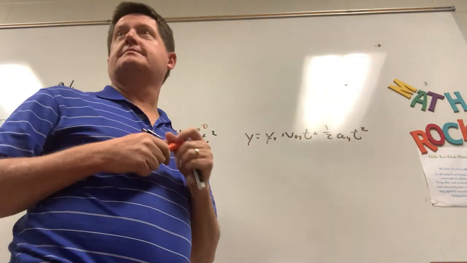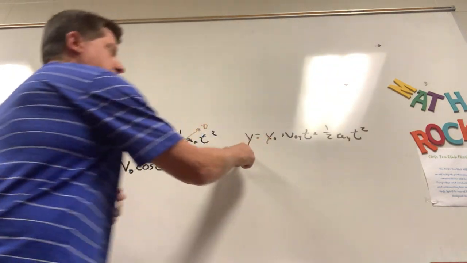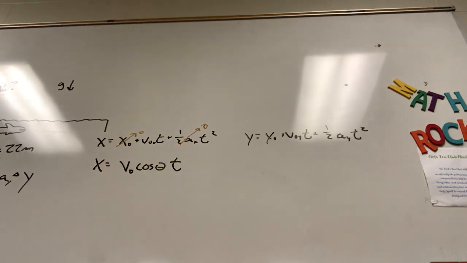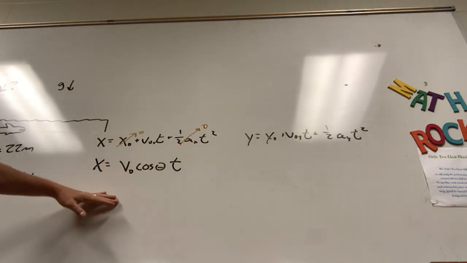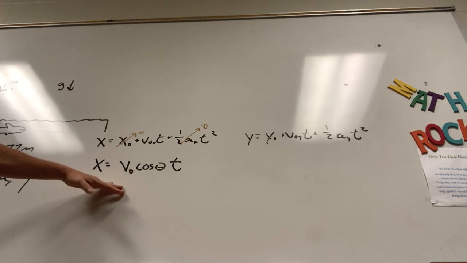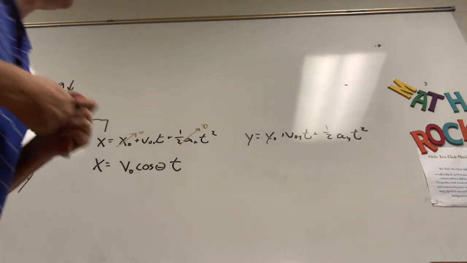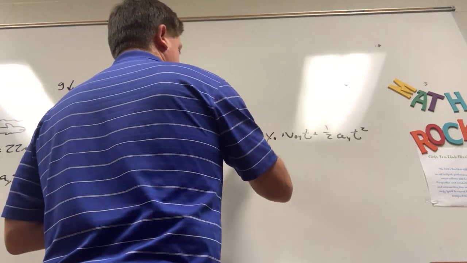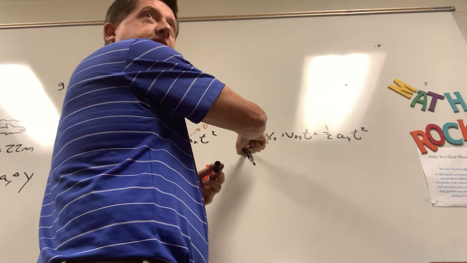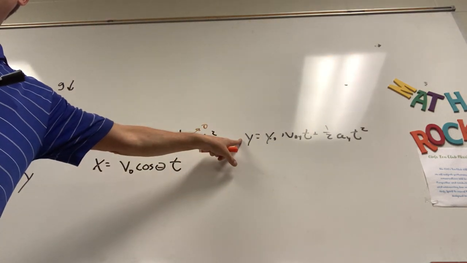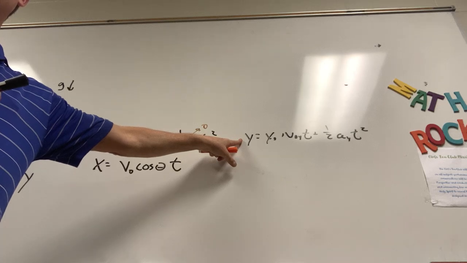Vertical. What is y? Are we good up to here? 1.5. It's a number I know, right? Let's call that height of the ramp, just because I don't like numbers until I need them. So my final vertical displacement is what? Your final y. It doesn't change. H. Wait, it does change because it goes down.